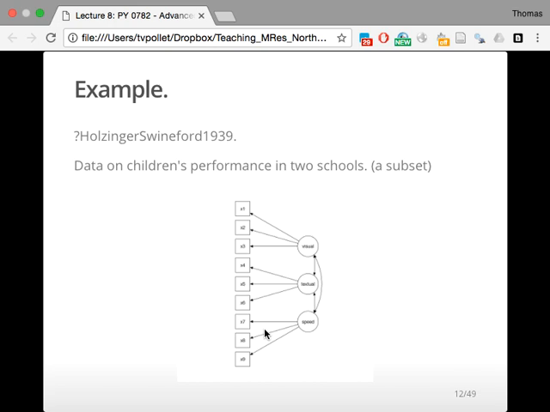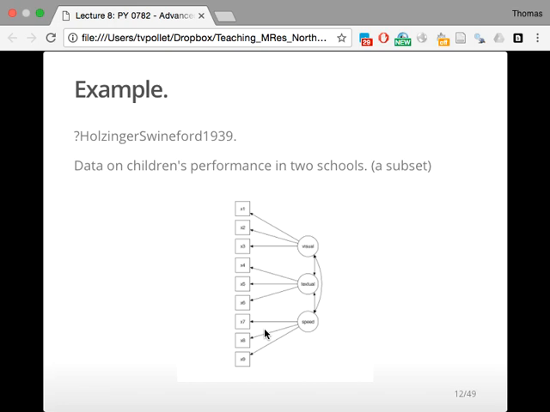Notice also that the arrows are going outwards, so it's as if this is causing this. If you do a principal component analysis, the arrow will be pointing inwards. That's the default notation. You remember from last week, I talked to you about principal components analysis versus principal axis factoring and factor analysis, and that's also to do with the logic of the arrows going in or out. So it's a subset from two schools, and this is what we're going to try and model.